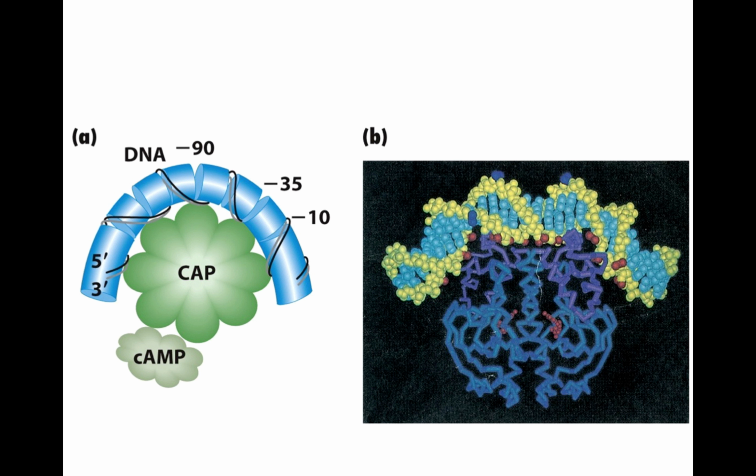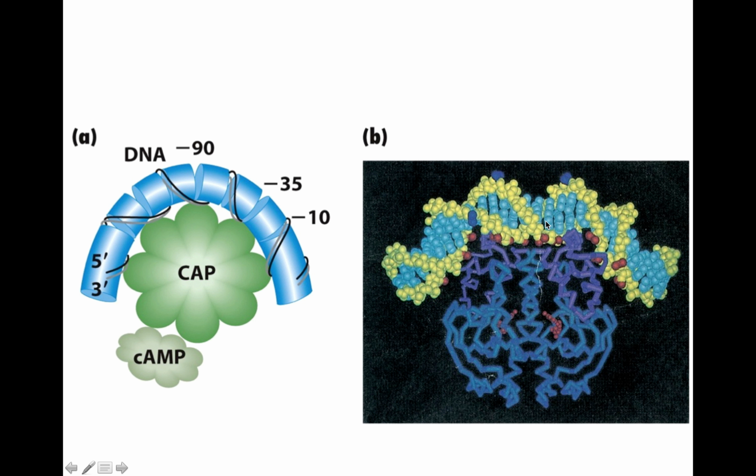This is a diagram showing the catabolite activator protein, CAP, bound to DNA. Right away, you should notice that the DNA molecule, when it is bound to the catabolite activator protein, is bent. It is quite bent. Catabolite activator protein also has a molecule of cyclic AMP bound to it. Both of these are necessary for it to bind to its site on the DNA.